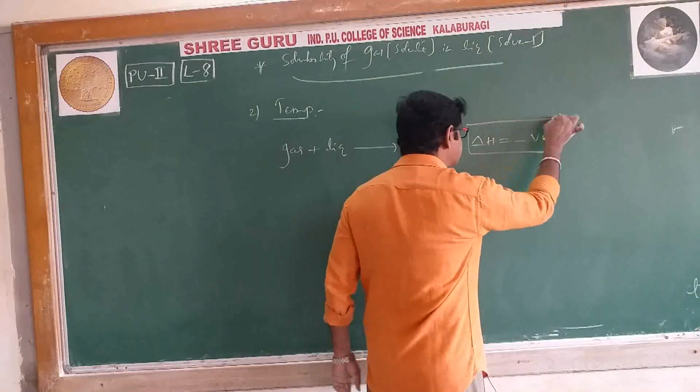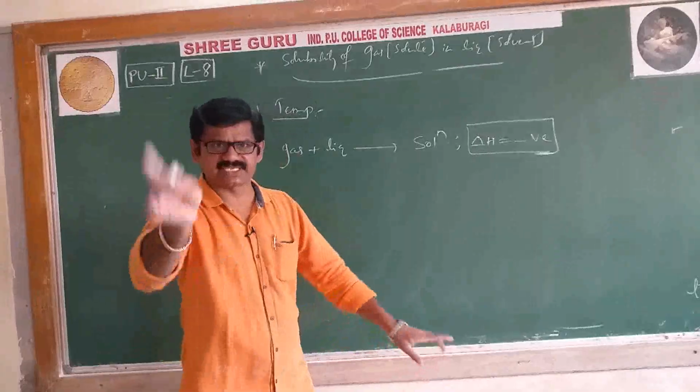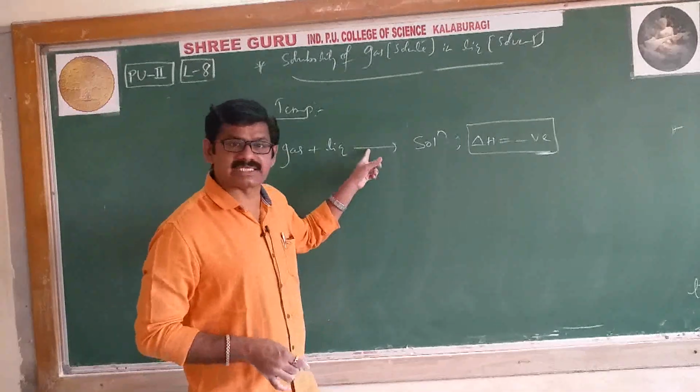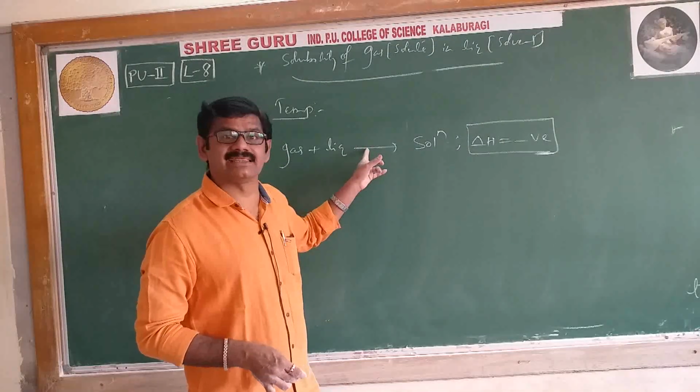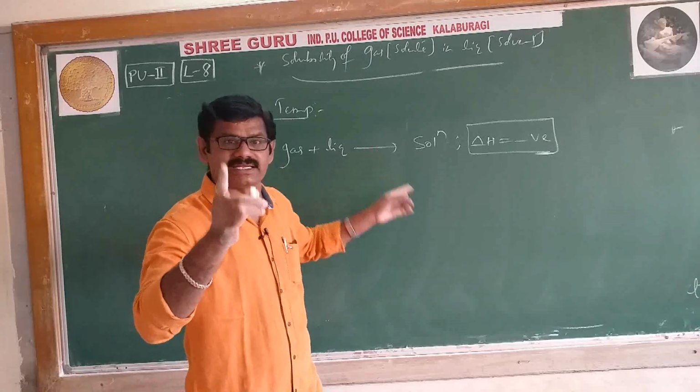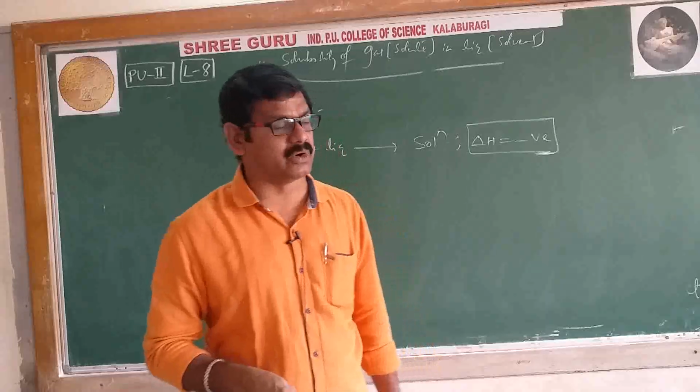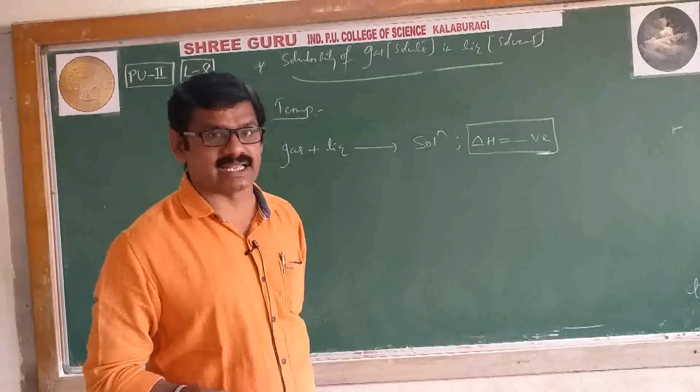Delta H should be negative. This is fixed, remember. Why is it fixed? Because here hydration enthalpy dominates. Hydration enthalpy is more. That's why the delta H value is always negative.